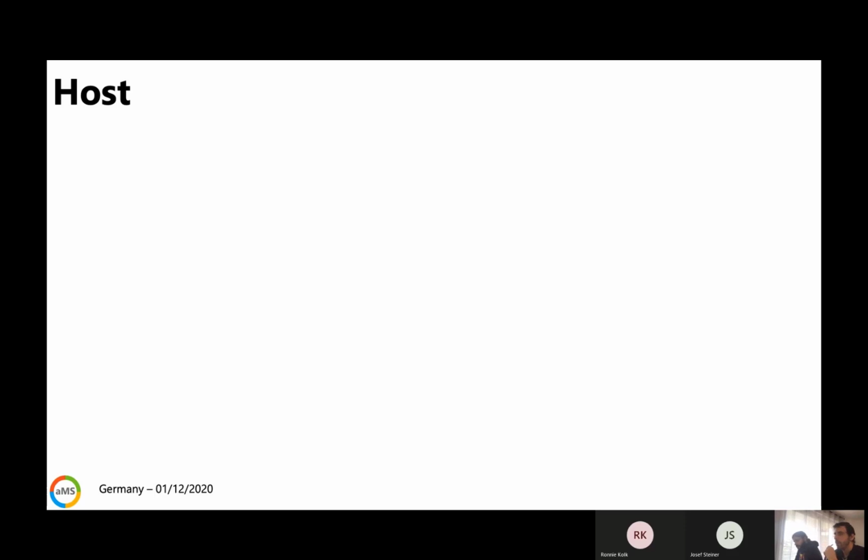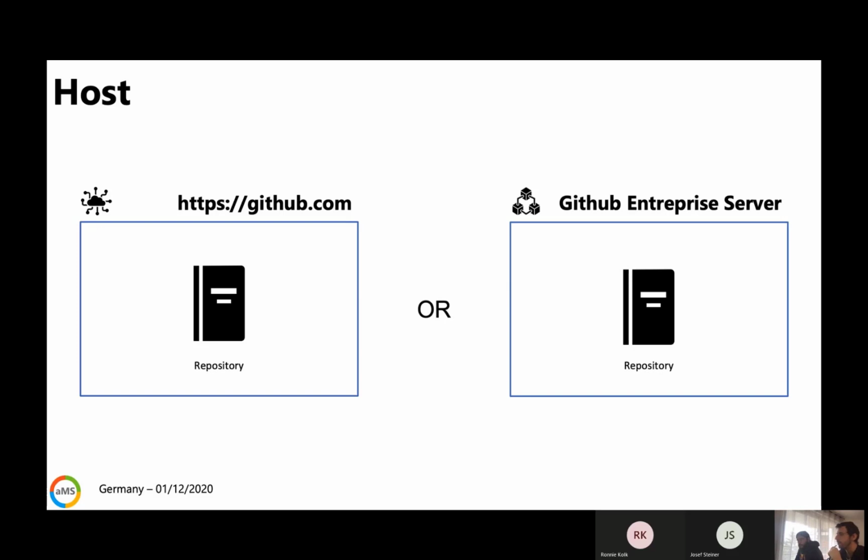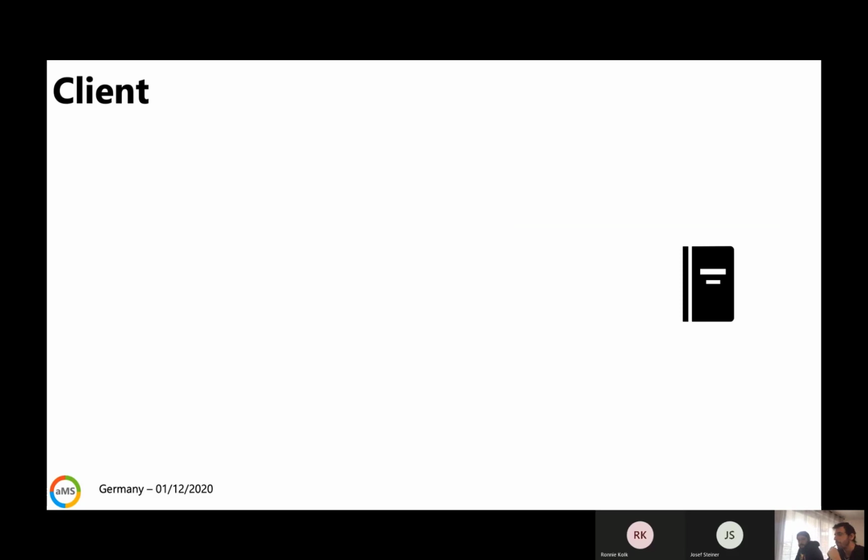So if you want to host a GitHub repository, you can do it on the cloud through the web application, so through github.com. And you can also use GitHub Enterprise Server to host a GitHub repository in your own data center or in another cloud service. When you want to access a GitHub repository, you can use many client apps.